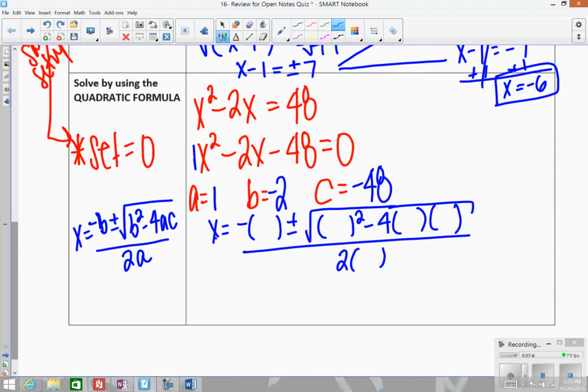Okay, so now we're going to replace. We have our first letter here is B, so I'm going to replace it with what B is, which is negative 2. Again, B, so negative 2. A, which is 1. C is negative 48. And then A here is a 1. So x equals, simplify this first part here. So negative 2 times negative 2 is positive 2. Negative negative 2 is positive 2. And then keep the plus or minus. So it's 2 plus or minus square root.